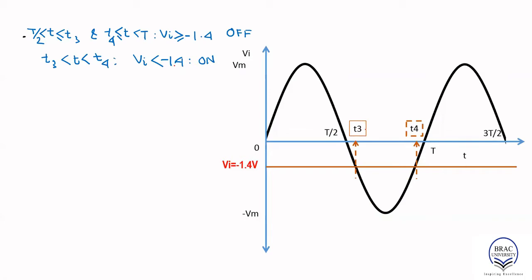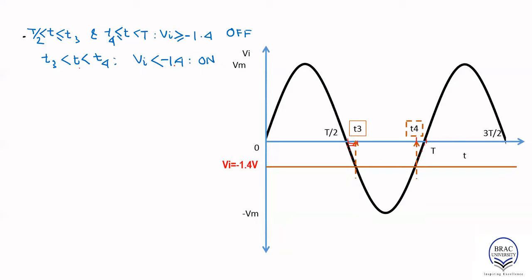And then we found out the interval between T by 2 to T3, and also in this interval, T4 to capital T, we found out all the value of the signal is above the transition state line. So therefore, during this interval, the diode is off.